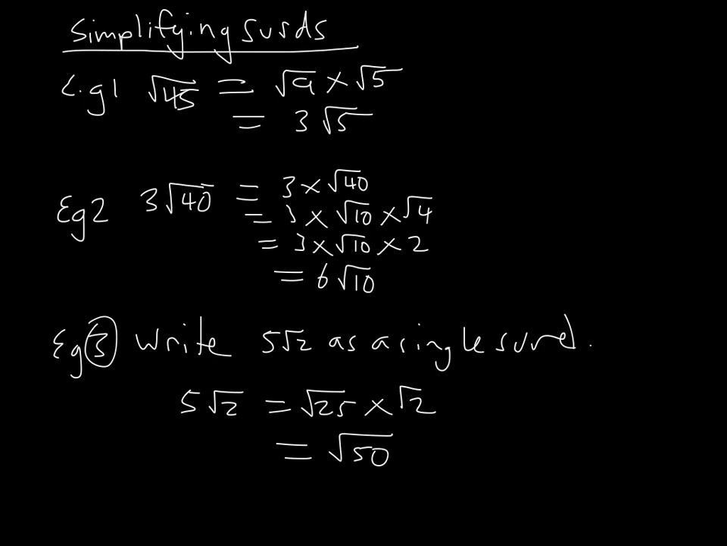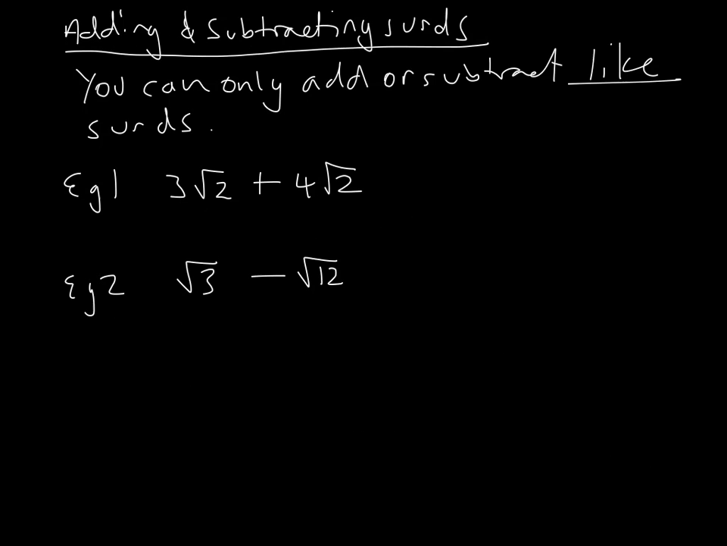Okay, having watched this, you can now do all of 2.19. If you get stuck, have a look at the examples, but I'm pretty sure you'll be able to do all of 2.19. Okay. The next thing we're going to do is adding and subtracting surds.